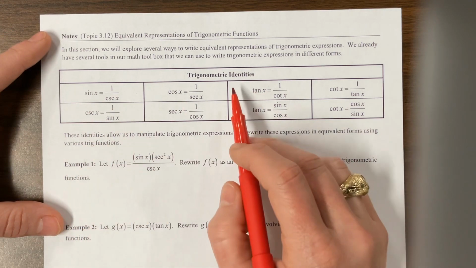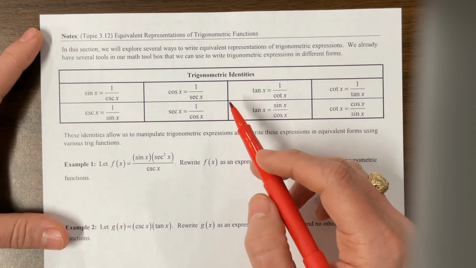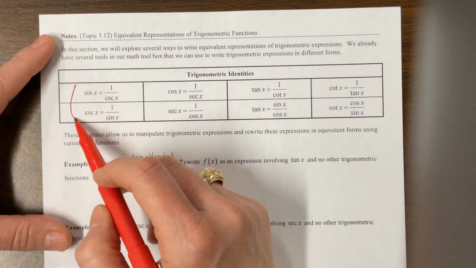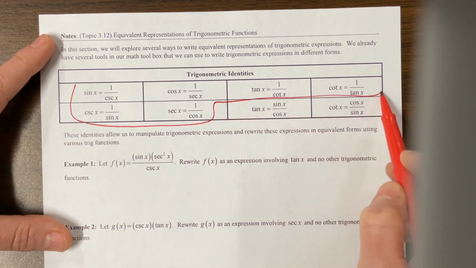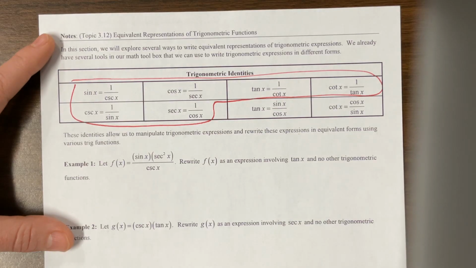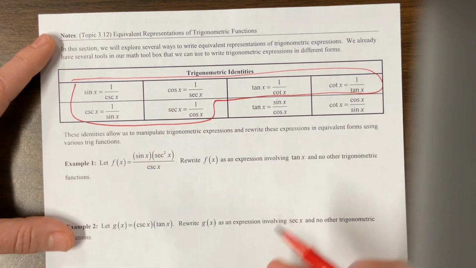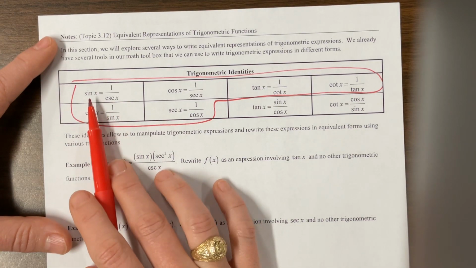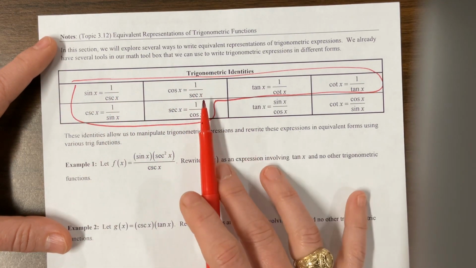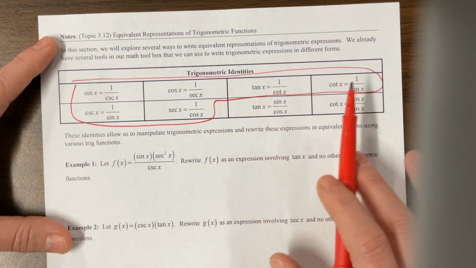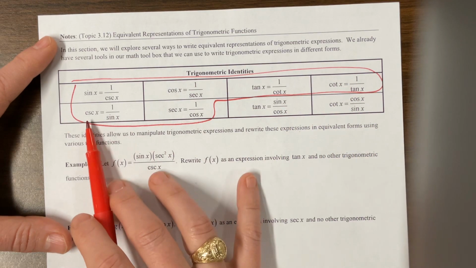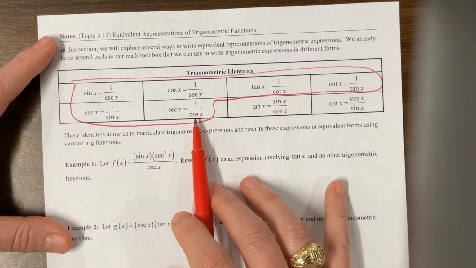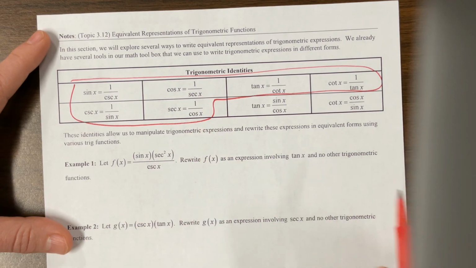First of all, we have different identities. You should already know these. These six are the reciprocal identities because they're all showing that one trig function is a reciprocal of another. So sine is 1 over cosecant, cosine is 1 over secant, tangent is 1 over cotangent, cotangent is 1 over tangent, cosecant is 1 over sine, and secant is 1 over cosine. Those are the reciprocal identities.